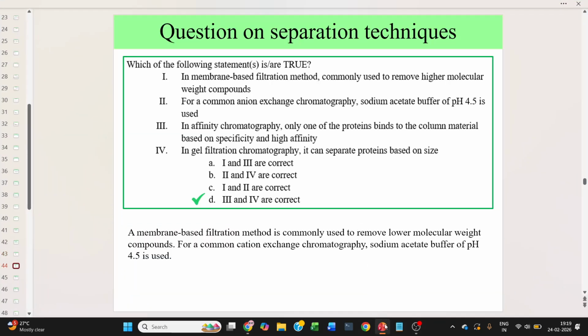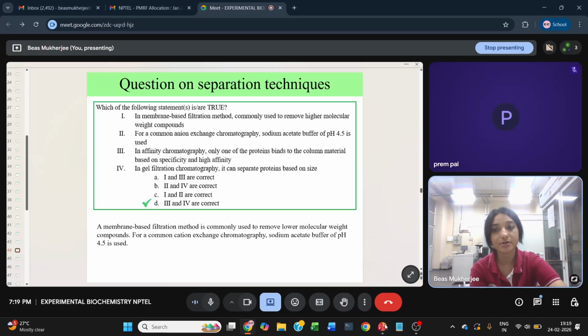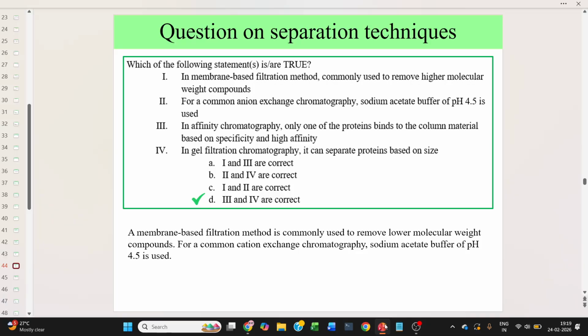Yes, that is very correct. So D is the right answer because the membrane-based filtration method is commonly used to remove lower molecular weight compounds for a common cation exchange chromatography. Sodium acetate buffer of pH 4.5 is used. The rest two are correct. Okay.